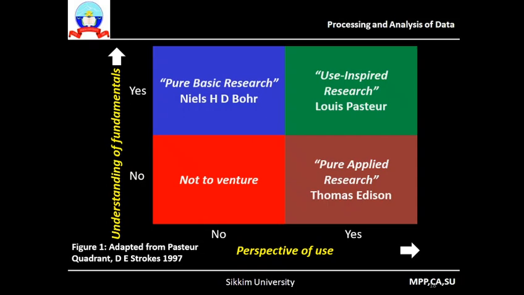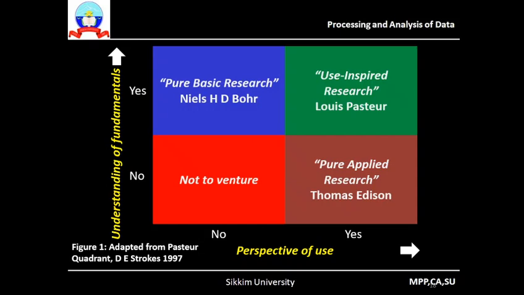The quadrant pertaining to pure basic research is also referred to as Niels H.D. Bohr's quadrant. The quadrant pertaining to pure applied research is also referred to as Thomas Edison quadrant, whereas the quadrant pertaining to use-inspired research is also referred to as Louis Pasteur's quadrant.